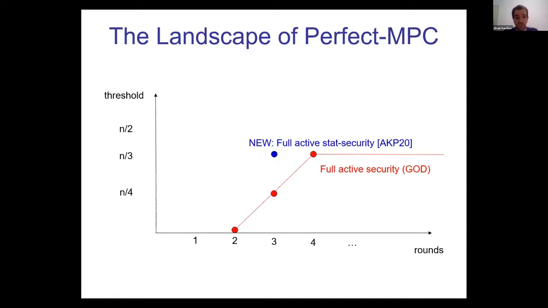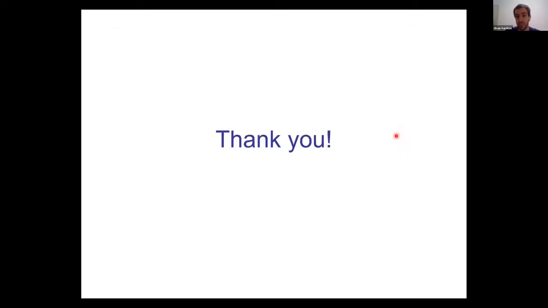Note that this creates a strong separation between statistical security and perfect security, because it means that all functions can be computed in 3 rounds with statistical security, but even simple functions cannot be computed in 3 rounds for perfect security. And finally, I want to mention an open question. By the work of Rabin and Ben-Or, we know that for statistical security, every function can be computed even for the honest majority threshold. And an interesting open question is what is the exact round complexity? And that's it. Thank you.